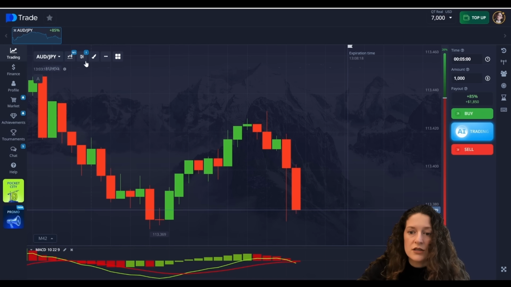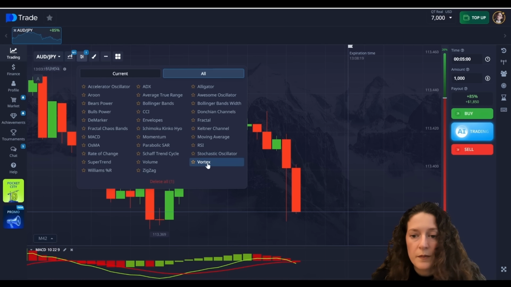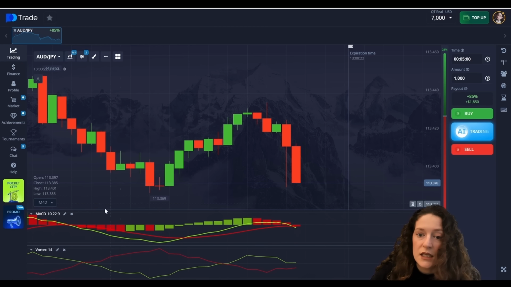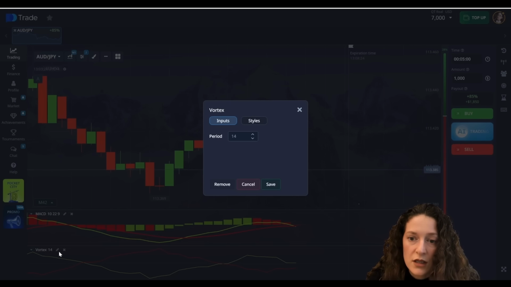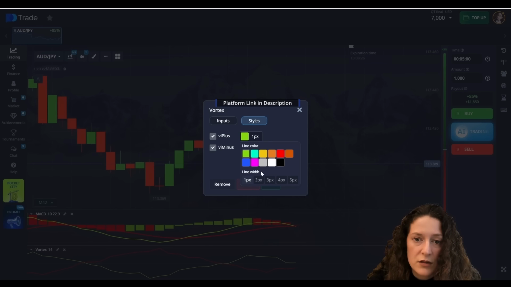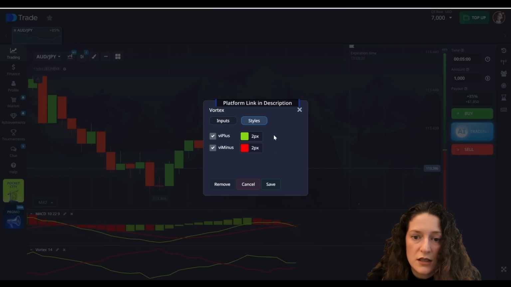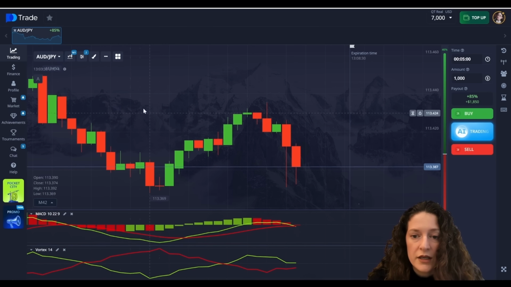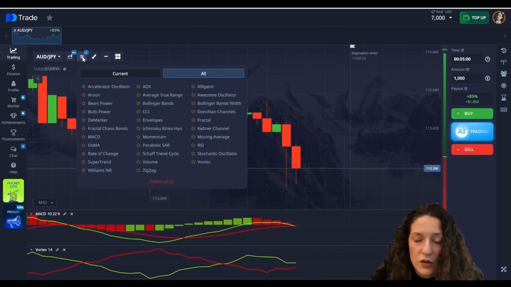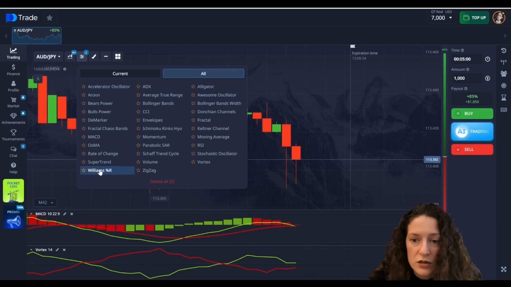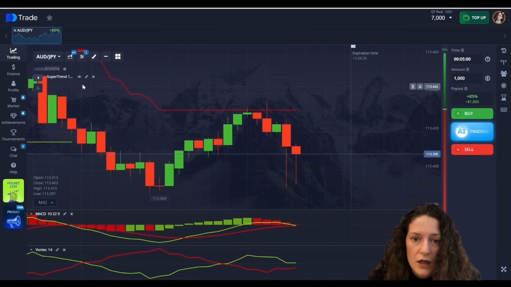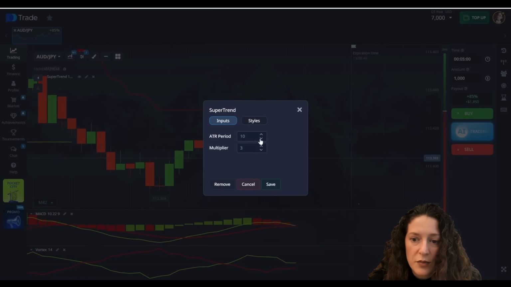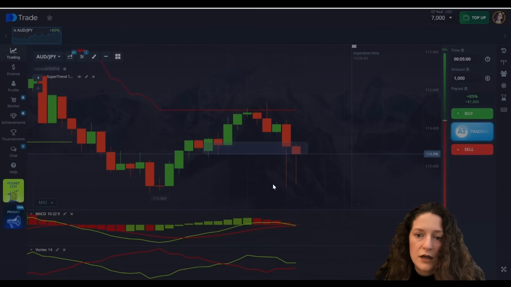The second indicator is Vortex. Its signal is important in this method. I leave the period as it is, just thicken the lines and save. The third indicator is SuperTrend, which also plays an important role in this method. Here it is. I don't change the periods either and leave them as they are.